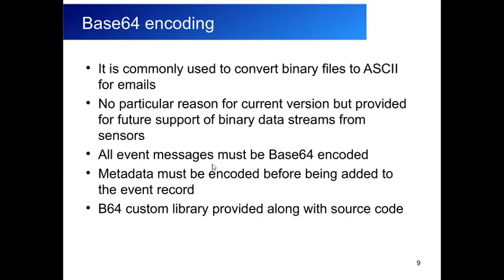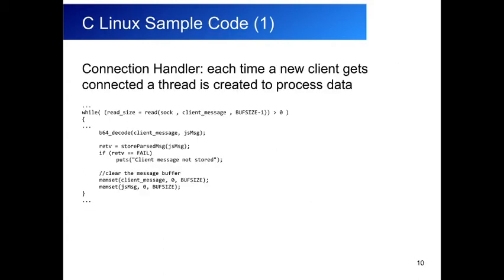So all event messages must be base64 encoded before sending, and metadata must be encoded as well before being added to the event record. So there's a double encoding inside. And you have the base64 library that we developed for decoding and encoding messages. On the server side, we have a connection handler that, each time a new client gets connected, fires a new thread and processes data in this way.